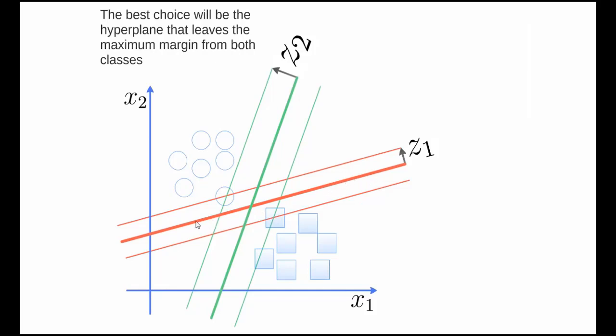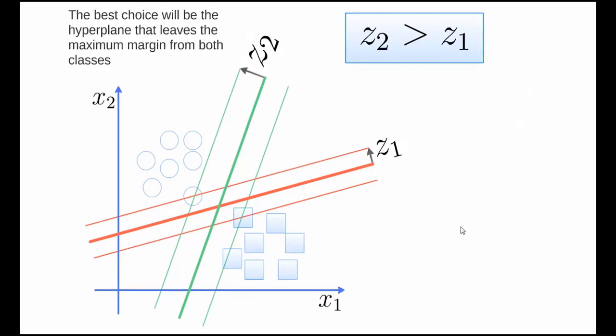In the case of the red hyperplane, we have this distance, so this is the margin, which we represent by z1, and in the case of the green hyperplane we have the margin that we call z2. We can clearly see that the value of z2 is greater than z1, so the margin is higher in the case of the green hyperplane. So in this case the best choice will be the green hyperplane.